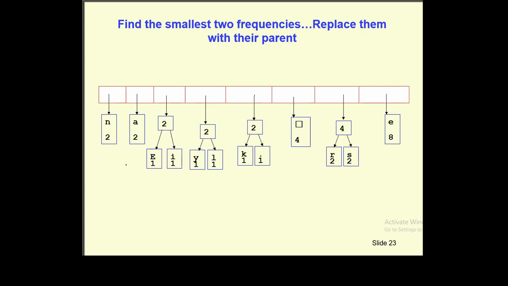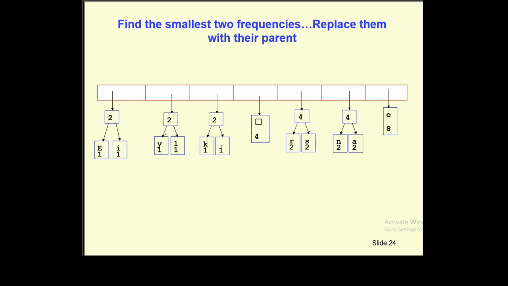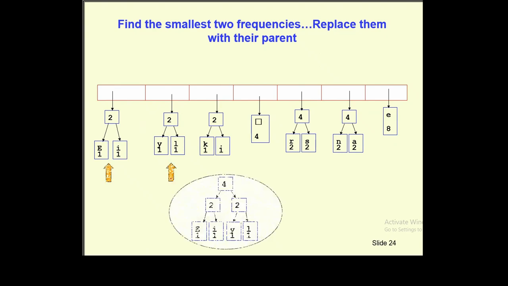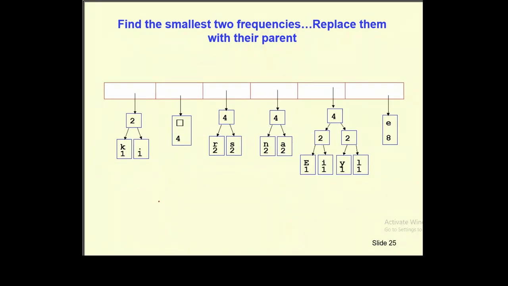After that, we have these two minimum, 2 and A2. We can simply merge them, 2 and 2 make 4, and place it here. Then 2, 2, so E1, I1, Y1, L1. We can just merge them and we'll get a tree of root 4. We can place this tree here. We'll have this kind of tree.